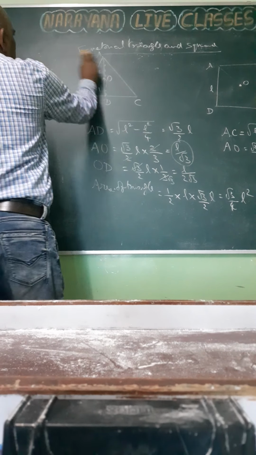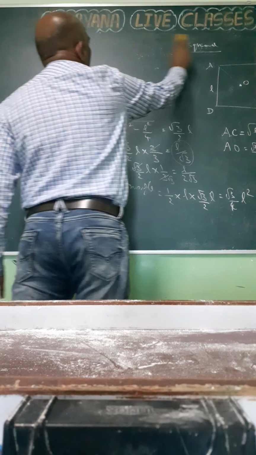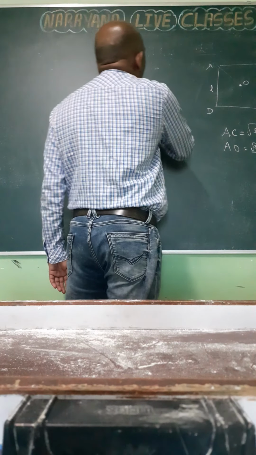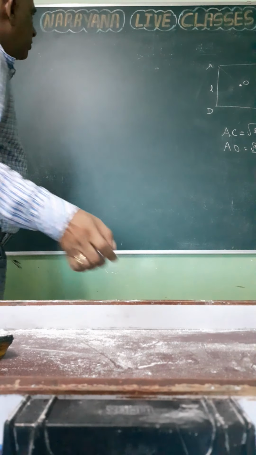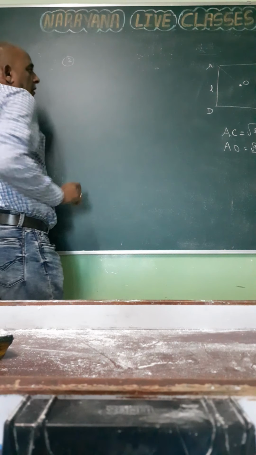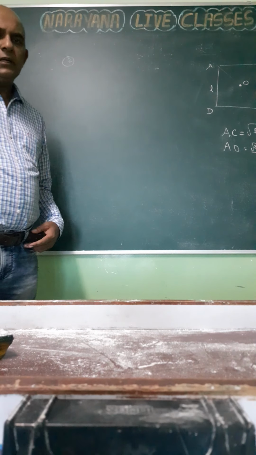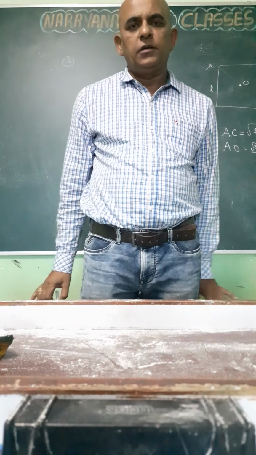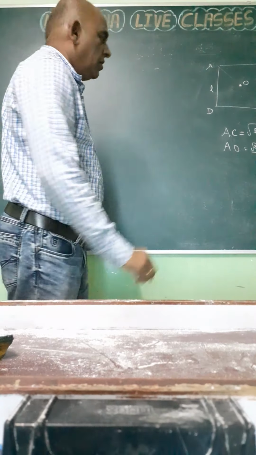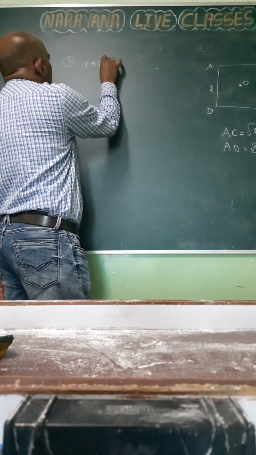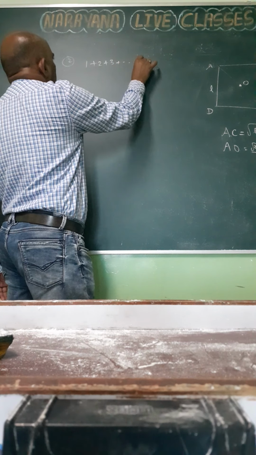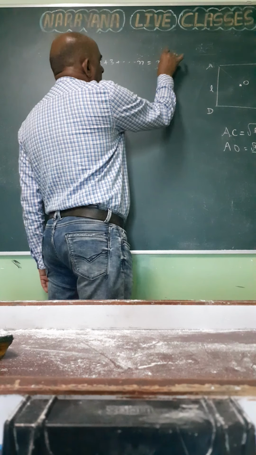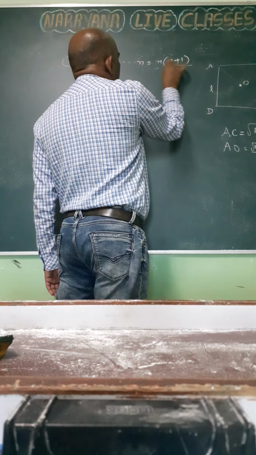Let us take concept number 2. Concept number 2 is addition of natural numbers and their squares and cubes. So these are some formulas. For example, 1 plus 2 plus 3 plus etcetera, if you want to add n numbers, the formula is n into n plus 1 divided by 2.